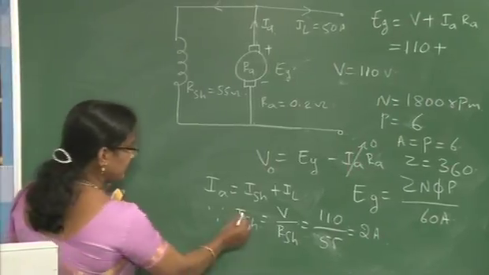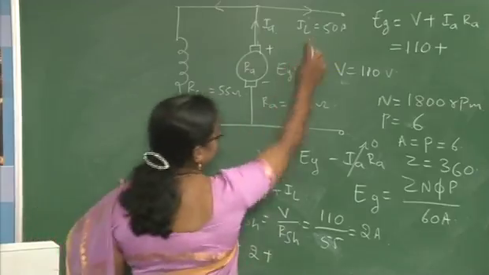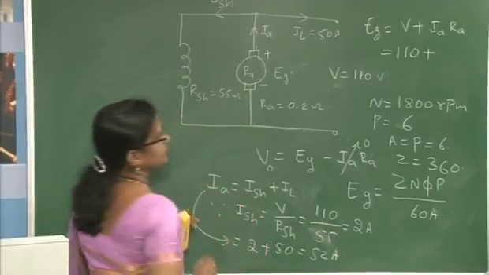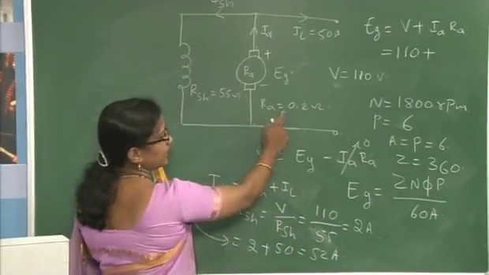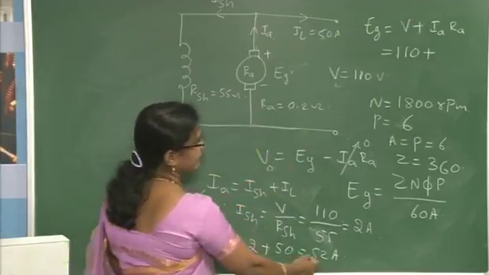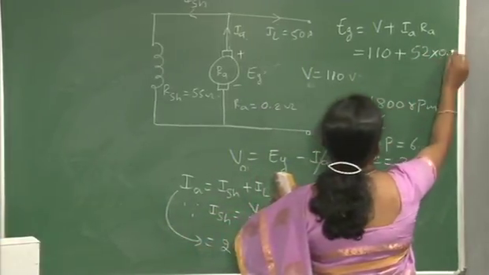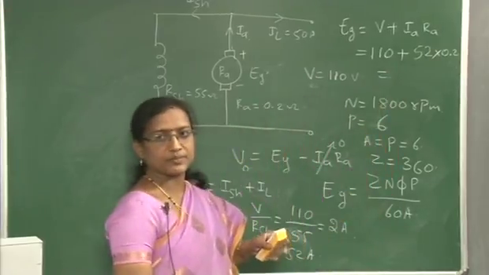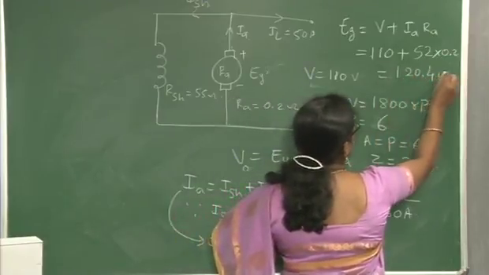So, now Ia is 2 plus, what is the load current given? 50. So this is equal to 52 ampere. Now you have this Ra, it is given in the problem, Ra is equal to 0.2 ohm, and you have calculated this Ia as 52 ampere. So now 52 into 0.2 plus 110 will give you the value of Eg. The value of Eg now is 120.4 volts.